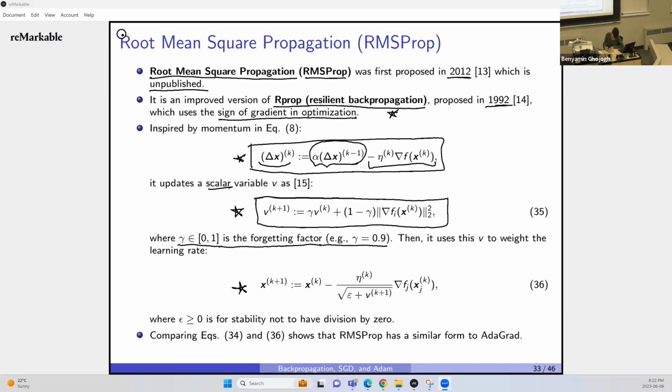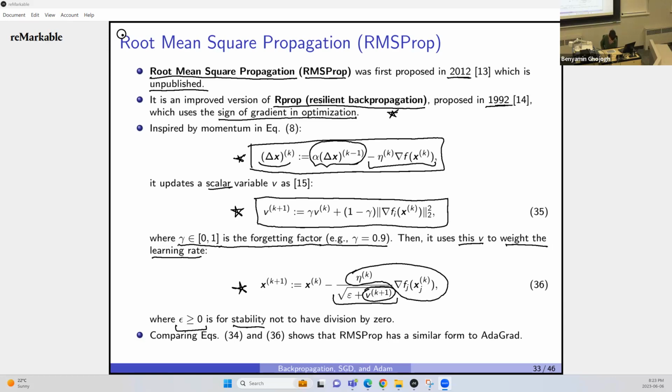Then it uses this v to weight the learning rate. As I said, these three algorithms that I'm talking about scale the learning rate. This is what we have in stochastic gradient descent, and now I'm scaling the learning rate by this term in the denominator. As you see, its formulation is similar to AdaGrad, but it has another formula. Again, eta here is for stability. Why? Because if v becomes 0, then I will have division by 0. So I have eta again as a hack for stability, not to have division by 0, and this v k plus 1 is equation 35. Let's compare equation 34 and 36. As you see, they are very similar.